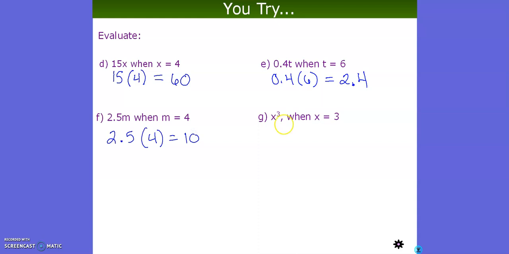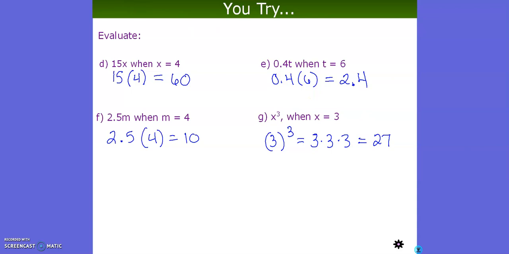And then we have a power. So we have x to the 3rd power, or x cubed, when x is 3. So we're going to plug 3 in for the x, and we have to cube it. So again, I'm going to show it as an expanded form of multiplication, so you get used to what the power and the exponent look like. But we have 3 times 3, which is 9, times 3 again is 27. So those are your examples for evaluating expressions.